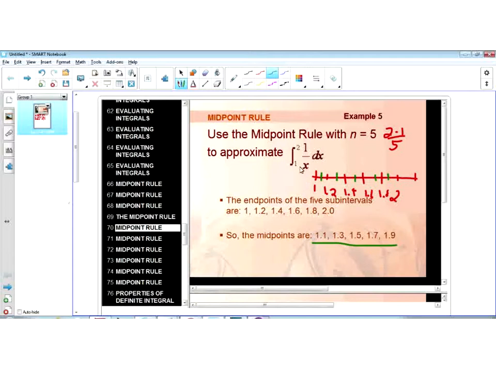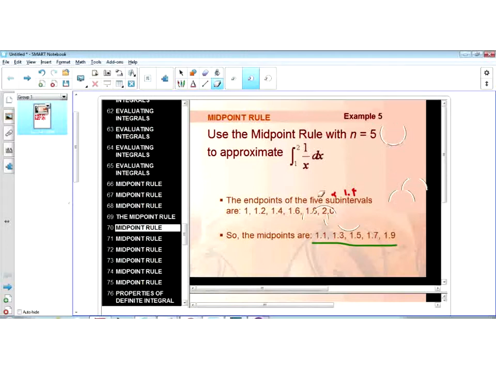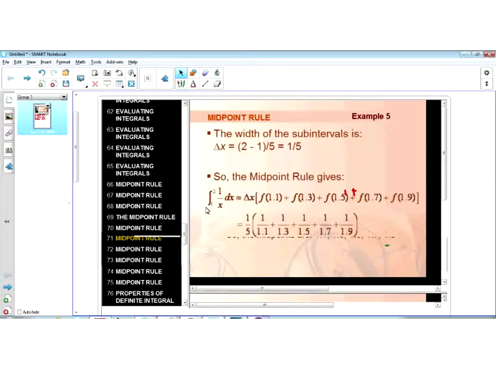And so you use these sample points to plug into 1 over x, which is your function, to get the heights of the rectangles. And then the interval widths are all the same, which are just 0.2. Okay, so that's all that's going on there. So delta x is 1/5. So the definite integral can be approximated as delta x times f at 1.1, 1.3, 1.5, 1.7, 1.9.